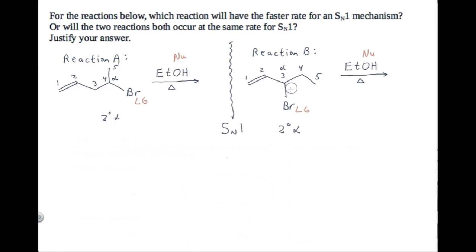So how are the alpha carbons different? It might be obvious to you how the alpha carbons are different. But if not, it would be helpful to start going through the mechanism. So let's start going through the mechanism here and see if that helps us to see how these compounds are different. It's an SN1, and we know that the first step for an SN1 is for the leaving group to leave.